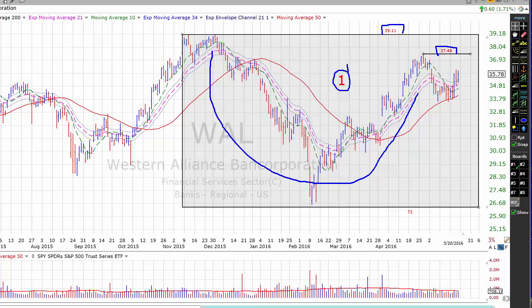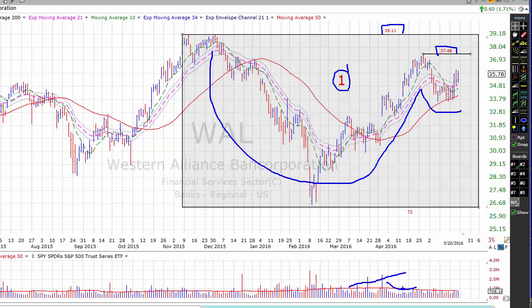cup and handle base. I'm not entirely comfortable calling that a cup and handle base because while we saw some volume increase on the right side of the cup, we didn't see a lot of volume, and this weak volume down in here is a little bit of a concern.